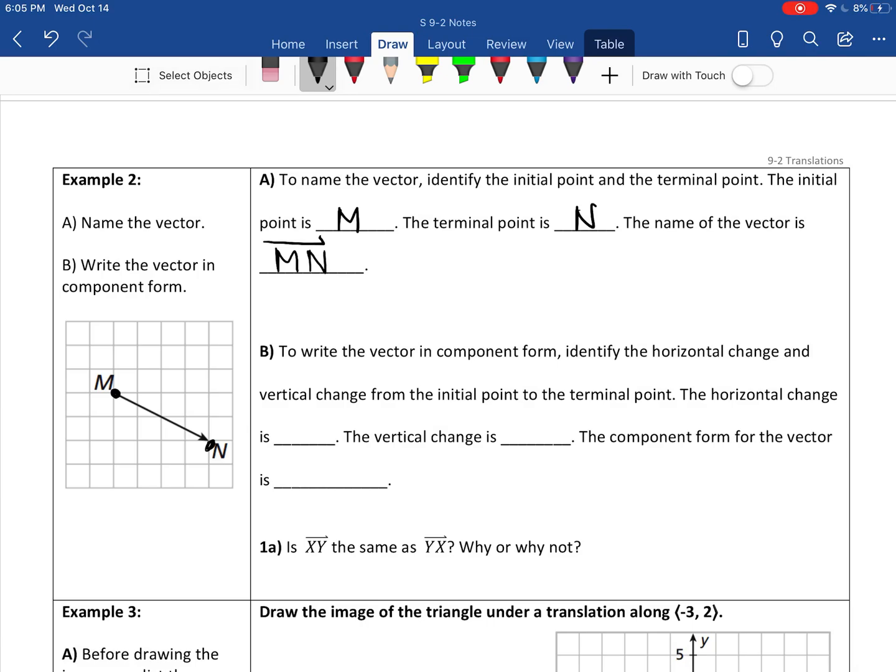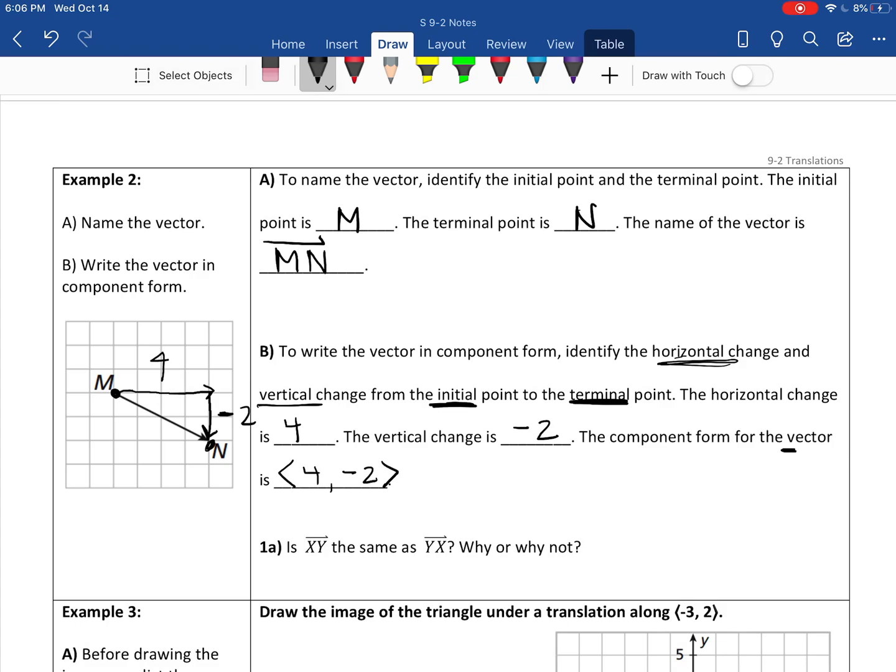Now we want to write the vector in component form. To write the vector in component form, we identify the horizontal change and the vertical change from the initial point, so we start at M, to the terminal point. My horizontal change, we just count 1, 2, 3, 4. So we went to the right 4, which is positive, so it's a positive 4. The vertical change is down 2, so that's a negative 2. Then when we name the vector, we put it into pointy parentheses. So that would be 4, comma, negative 2.